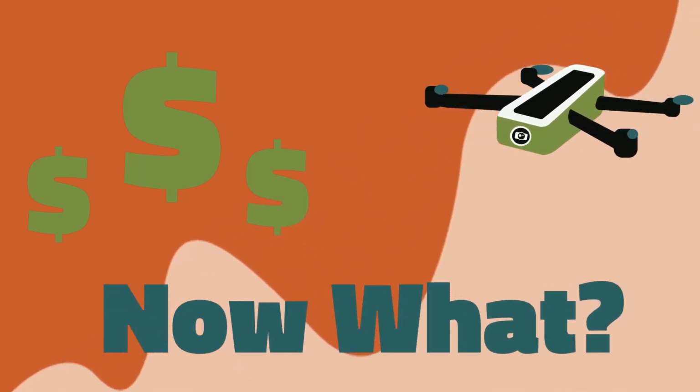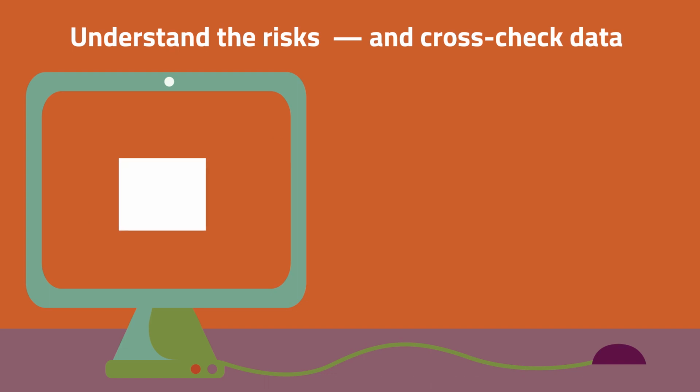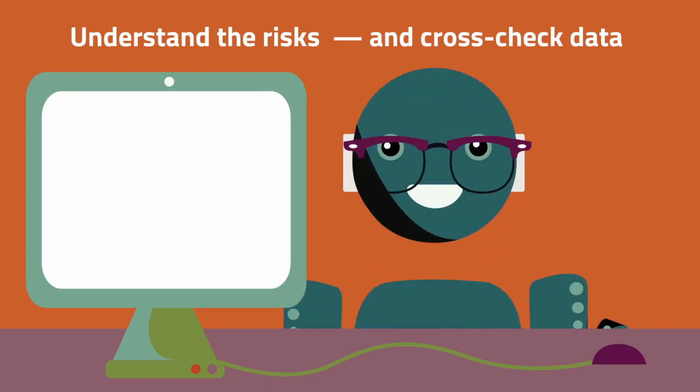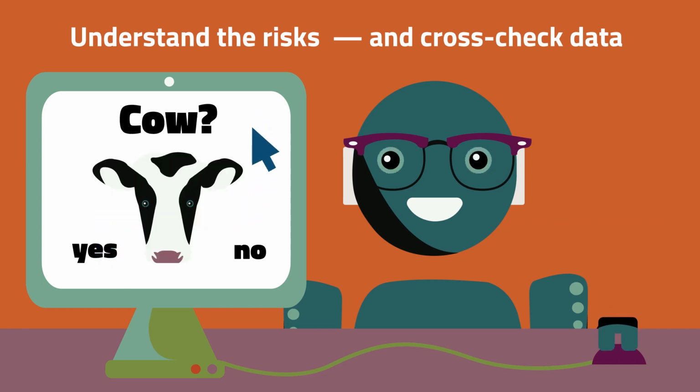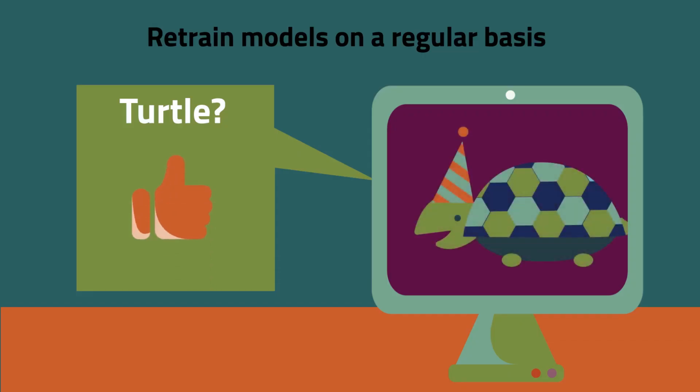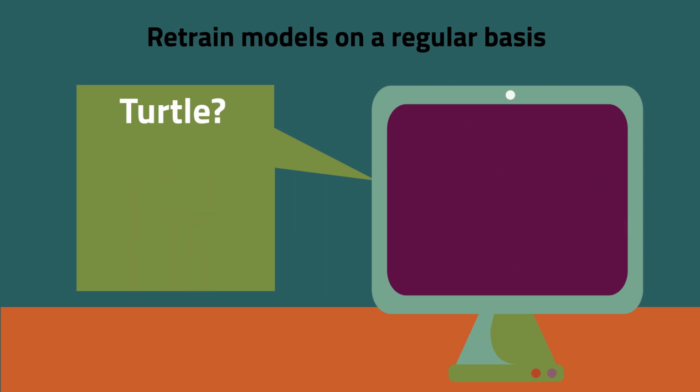So what can be done about it? The first step is awareness. Anyone involved in developing machine learning systems should understand the potential risks and put in place systems for cross-checking and verifying data on a regular basis. AI developers should continually retrain their machine learning models with new data.